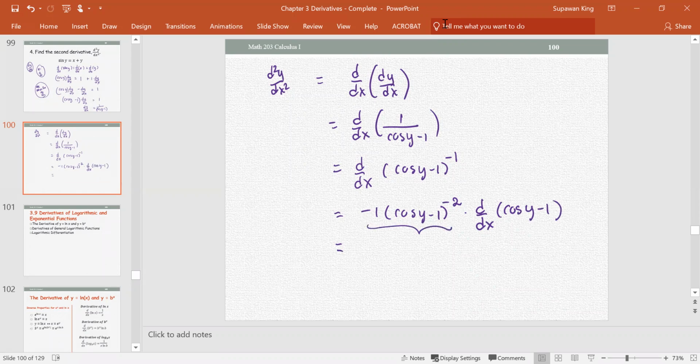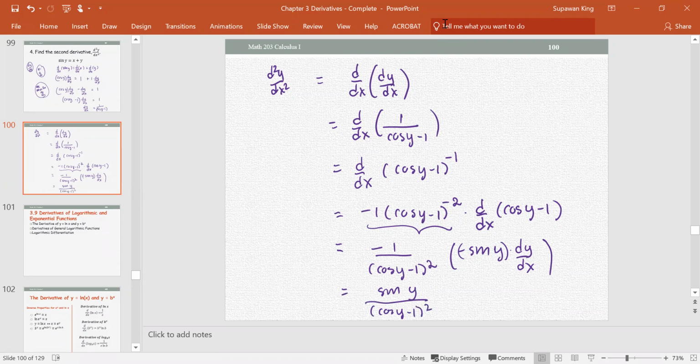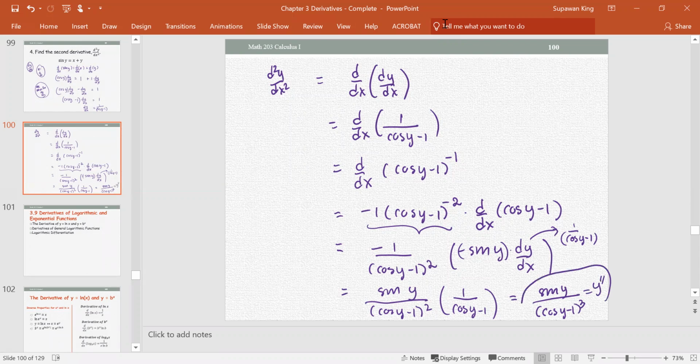The first factor we can rewrite as negative 1 over the quantity (cos y − 1) to the second power. For the derivative of cos y, we get negative sin y multiplied by dy/dx as we apply the chain rule, and then the derivative of 1 with respect to x is just 0. Now we have the numerator as sin y divided by (cos y − 1) to the second power. Recall the dy/dx that we derived in the first half of the process, which is 1 over (cos y − 1). So replace dy/dx by 1 over (cos y − 1). Simplifying one more time, we get sin y over the quantity (cos y − 1) to the third power as the second derivative of this implicit equation.